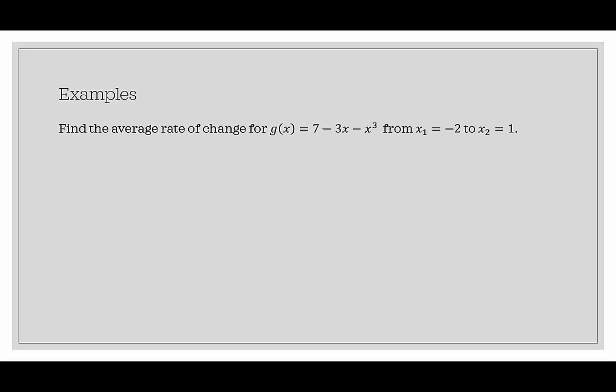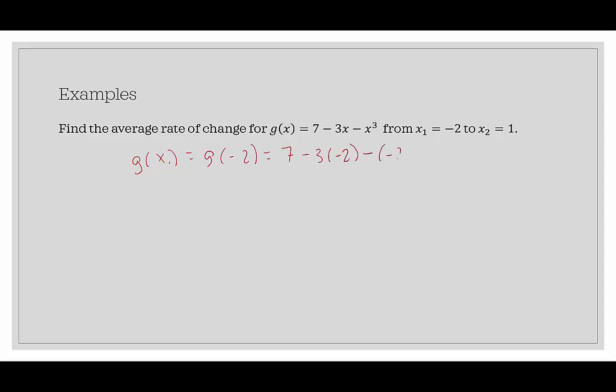More commonly, you're not given the output values, you're only given the x values, and then you have to go in and plug those into the function. So in this example, we have g of x is equal to 7 minus 3x minus x cubed. We have x1 is -2 and x2 is 1. So we need to figure out what is f of x, or g of x1. So g of x1 would be g of -2. Anywhere I see an x, I'm replacing it with a -2.